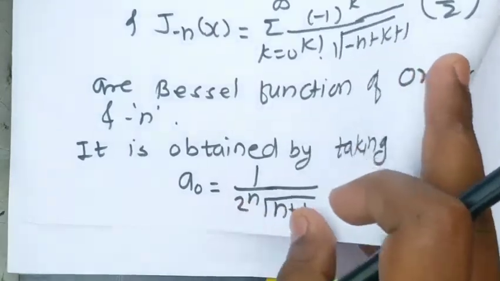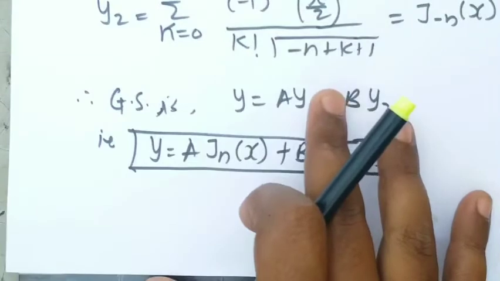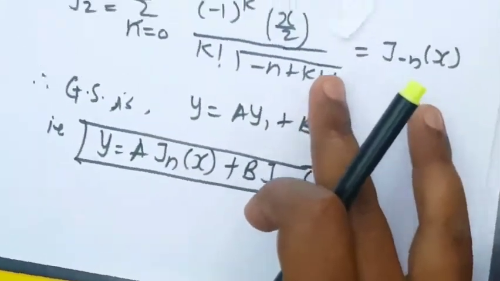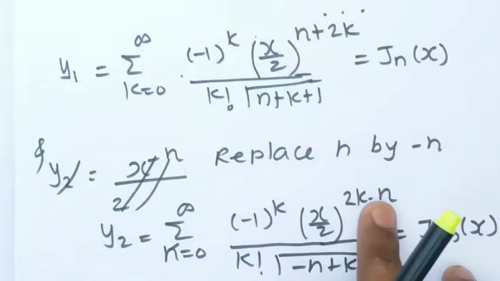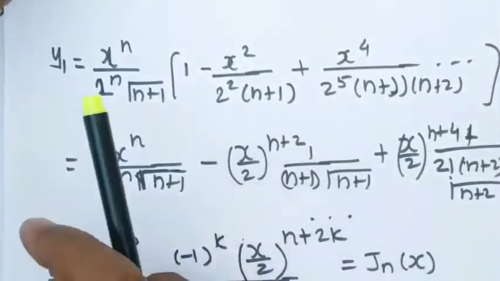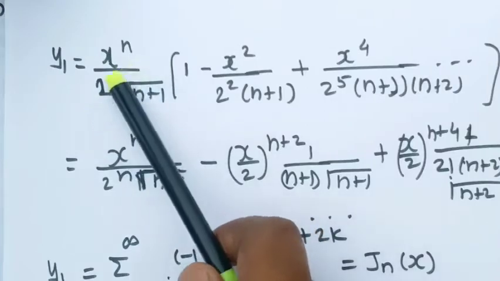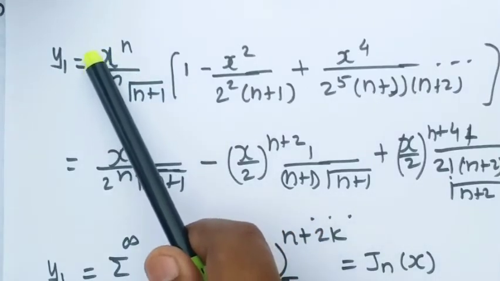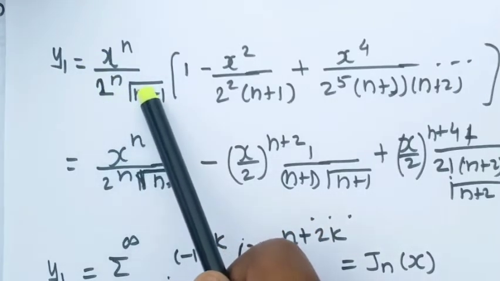That is why it is also called the solution obtained at a particular value. Now I have proved how the value of y1 becomes jnx, okay, that proof I have also written here. I have replaced in y1 a0 by 1 by 2 raised to n into gamma n plus 1.